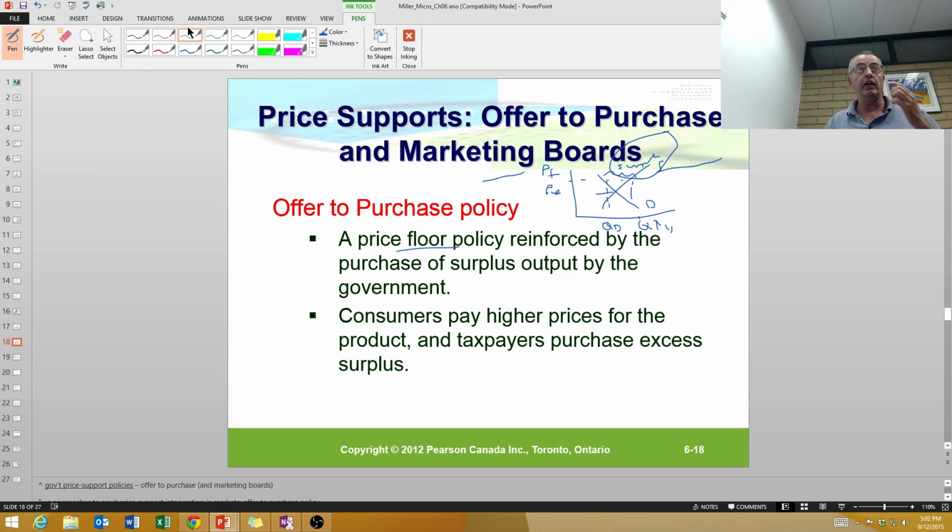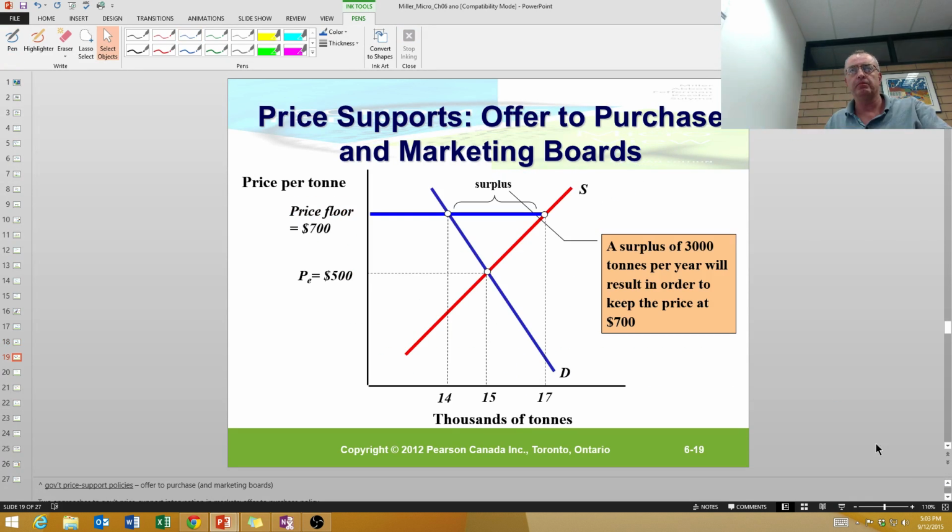And so at the end of the day, consumers end up paying more money for the product. Price goes up, and then the taxpayers effectively subsidize farmers through the government purchase of the surplus. So the consumers get hit twice, once in the higher prices for the product itself, and then secondly with higher taxes to help pay for the purchase of the surplus by the government.